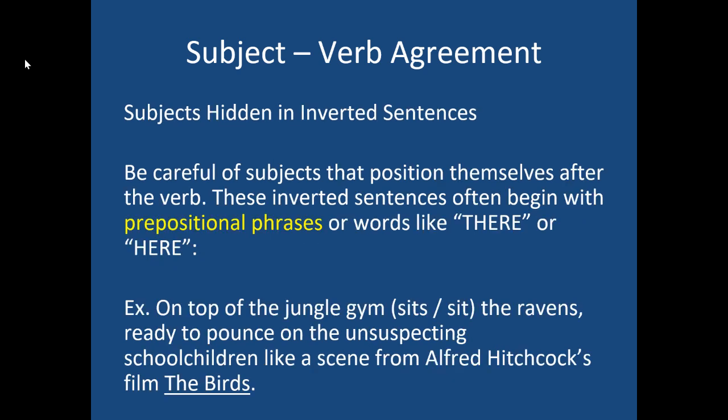Also be careful of prepositional phrases, though, because prepositional phrases can sometimes sound like they're the subject, but they're never the subject. So the subject is always somewhere else in the sentence. In an inverted sentence, the subject kind of gets kicked out to the other side of the verb, and we have to hunt for it. So if I wrote, on top of the jungle gym sits or sit the ravens, ready to pounce on the unsuspecting school children, like a scene from Alfred Hitchcock's film The Birds. Well, in this case, I get to use the word sit, because even though it says jungle gym, that's in a prepositional phrase. So on top of the jungle gym means nothing.